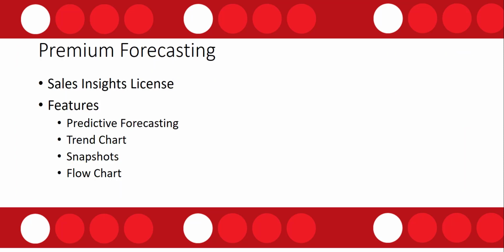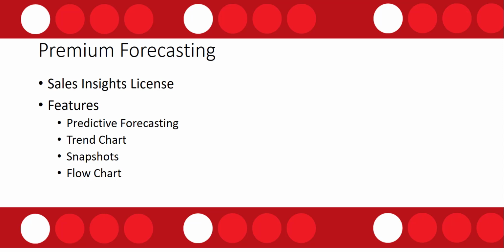Now, I already mentioned that you need to have a Sales Insights license to be able to access this. And the features that I'm going to be showing you guys today are the predictive forecasting, the trend chart that comes with that predictive forecasting, the snapshots, and the flow chart.